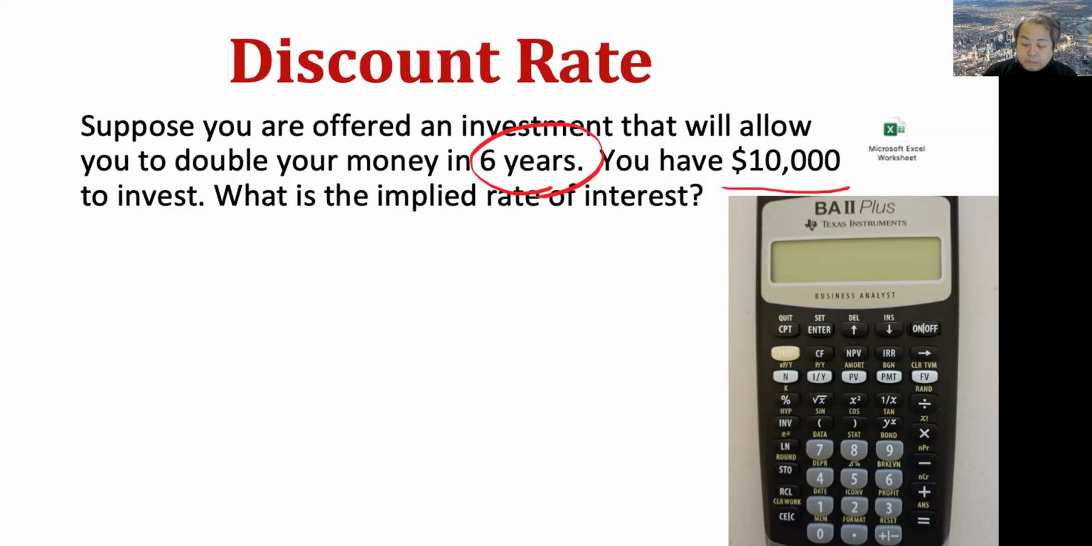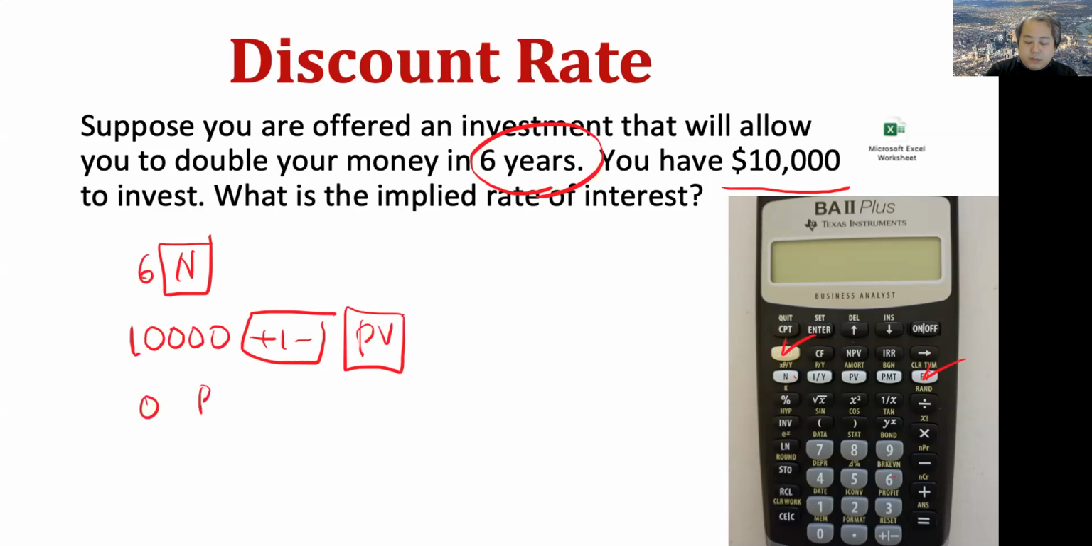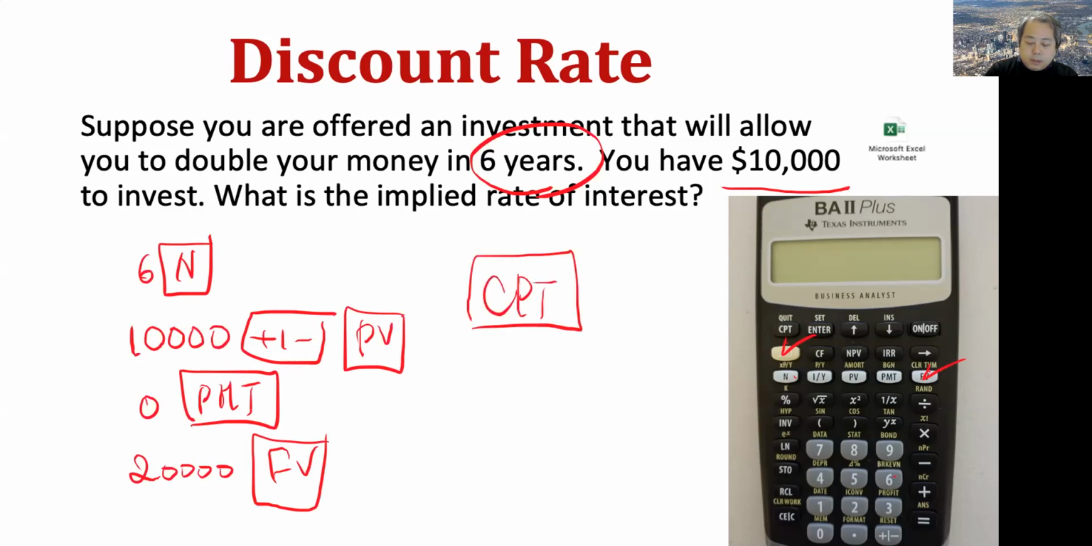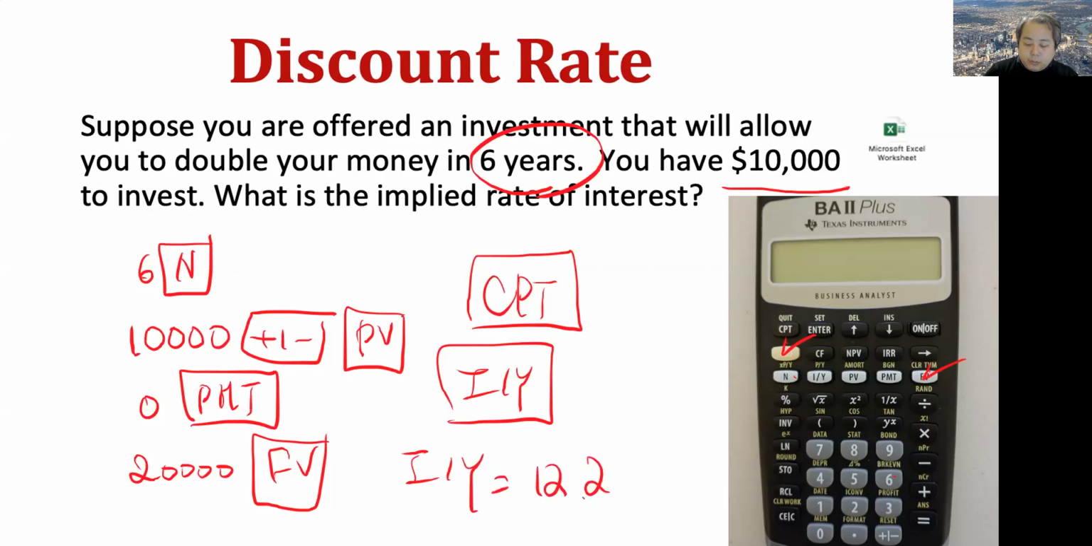calculator. So again, second, clear TVM, and N equals 6, right? So 6 N. Present value is, now you have $10,000. You invest, so it's negative, right? Present value, PMT 0 for this chapter. And finally, you want to double it. So you want to receive 20,000 inflow, you receive future value. You compute the interest rate, then the interest rate is 12.25%. That's the interest rate you should have.